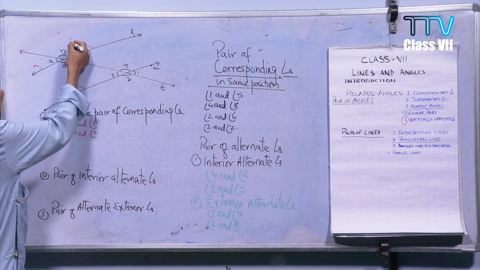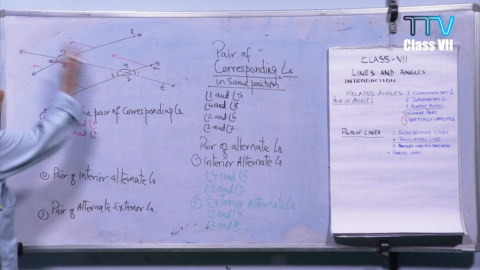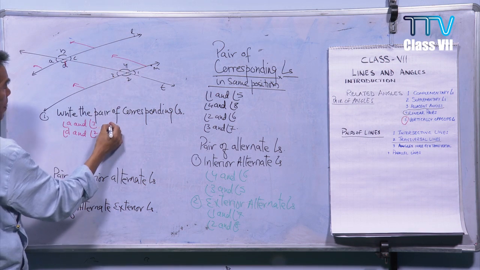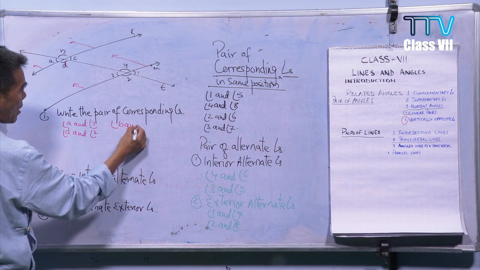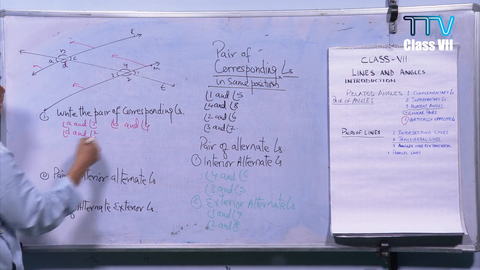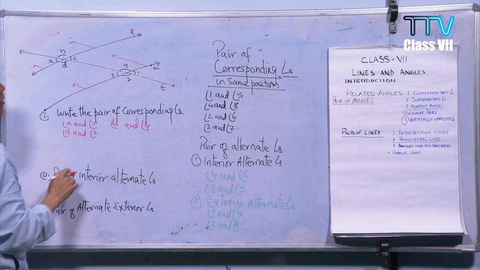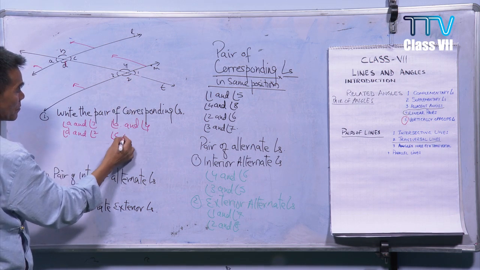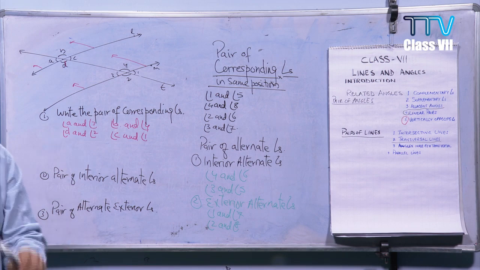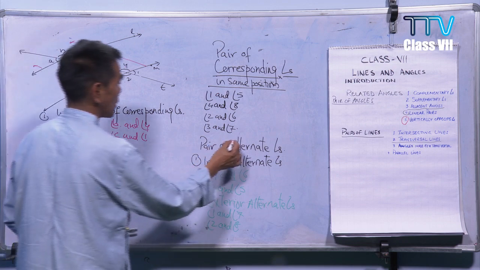Taking line L and line M, on the same direction of the transversal, angle B and angle 4 are corresponding angles. Third, angle C and angle 1 are corresponding. These are the corresponding angle pairs.